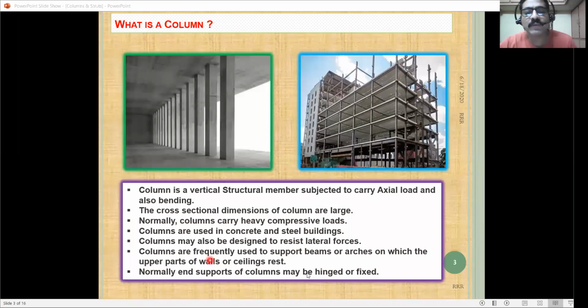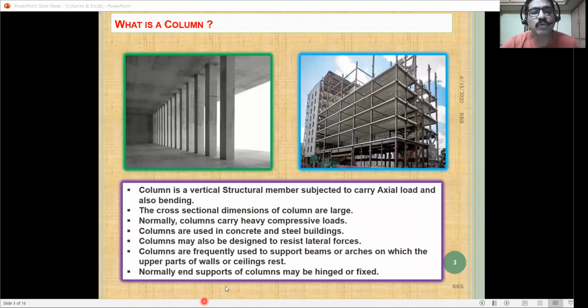Next, we frequently use beams and arches, which are part of the wall and ceiling. Normally, what is the purpose of the column? Everybody knows the load is carried from the slab, beams, everywhere. Finally it goes to the column and from the column to the foundation. That is the main purpose of the column: load is taken from all the beams, slabs or arches, and finally transferred to the foundation.